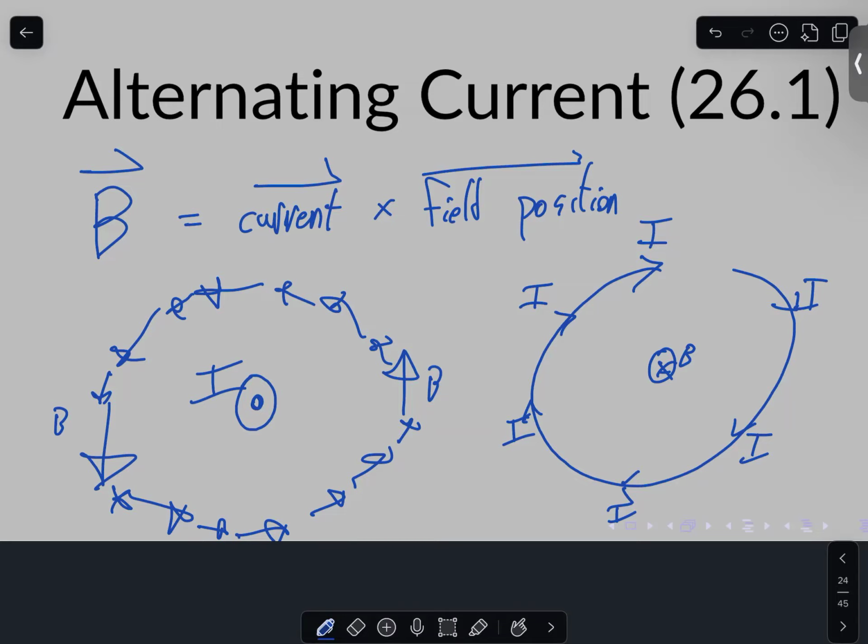So for current to field, for a straight current, put your thumb in the direction of the current. Okay, now look, curve your fingers now. Which direction are they curving? Which direction are they pointing? Schlink, schlink. You like that better? No?